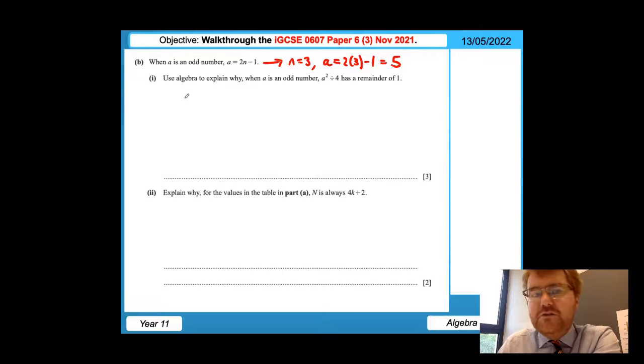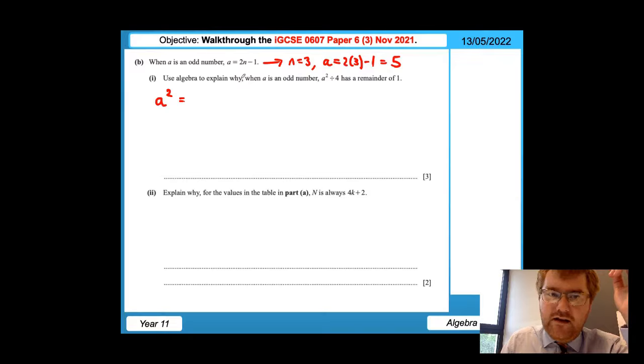And now we need to use algebra, my favourite topic, to explain why when a is an odd number, a squared divided by 4 has a remainder of 1. So when I see a problem like this, the first thing I want to do is actually work out what a squared is. So a squared is equal to, well, whatever this is, squared. So 2n minus 1 all squared.